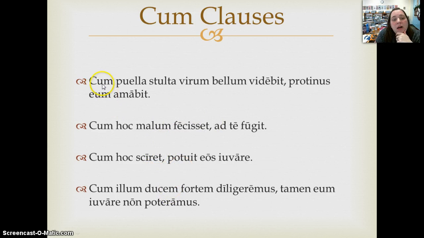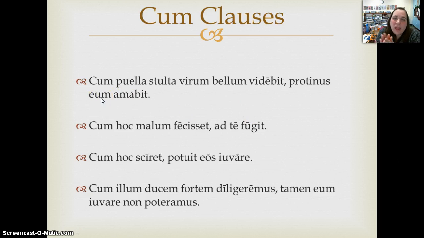Cum puella stulta virum bellum videbit, protinus eum amabit. So we have our indicative verb here, future indicative, videbit, with the cum clause. So we know this is going to be a temporal cum clause, right? And so when the foolish girl will see the pretty man, she will immediately love him.